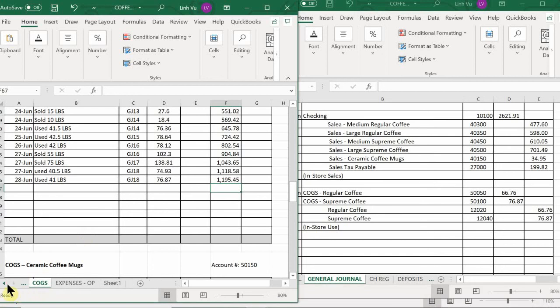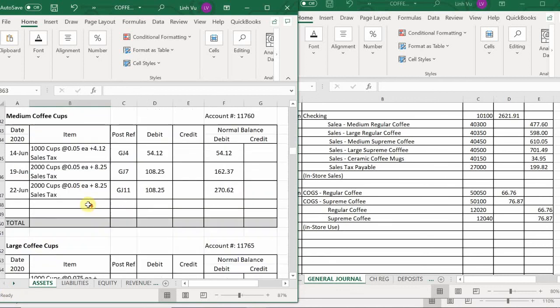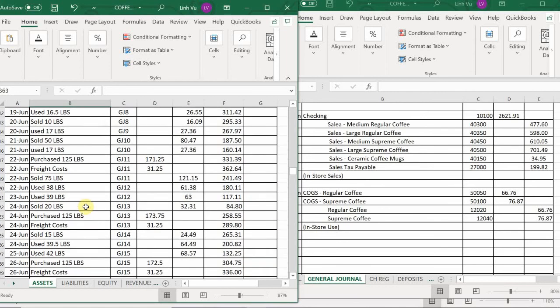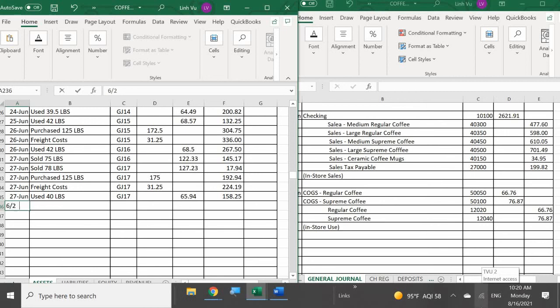Because in our inventory, it shows that we have X amount of regular coffee and X amount of Supreme Coffee. Okay, so right now, in my ledger, my regular coffee holds as of the 27th a total of $158.25. But I don't, right? Because I sold or I used 40.5 pounds of regular coffee. Now in this case, because I used it, I have to subtract, and the way I journalized it was I'm going to subtract it for the $66.76.